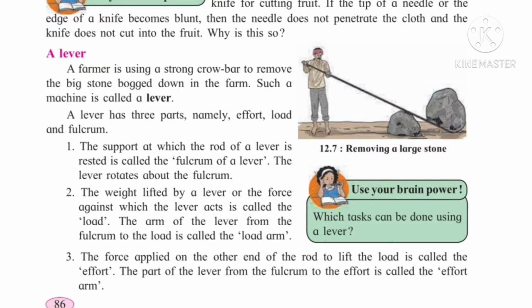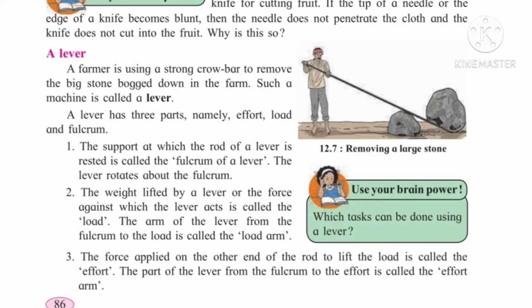The support at which the load of a lever is rested is called the fulcrum of a lever. Fulcrum means a support. The lever rotates about the fulcrum. The weight lifted by a lever, or the force against which the lever acts, is called the load. Load means a weight. The arm of the lever from the fulcrum to the load is called the load arm.